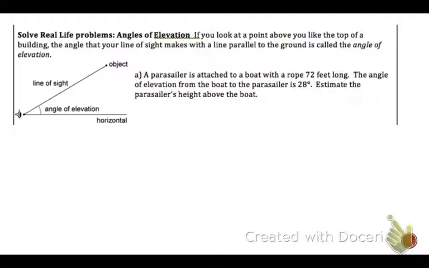All right, now here's a problem using a really cool concept, an angle of elevation. So when we did the definitions, you saw that an angle of elevation is formed with the horizontal line looking up from it. So we've got a problem where a parasailer is attached to a boat with a rope 72 feet long. The angle of elevation from the boat to the parasailer is 28 degrees. Estimate the parasailer's height above the boat.